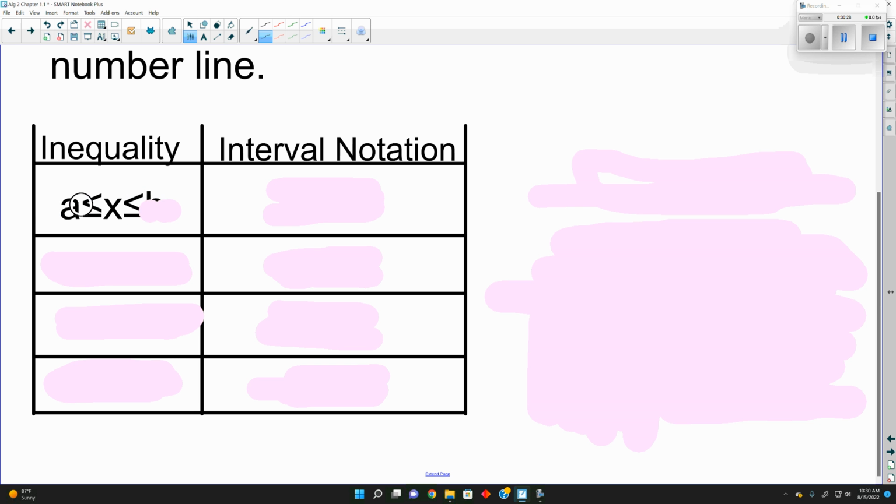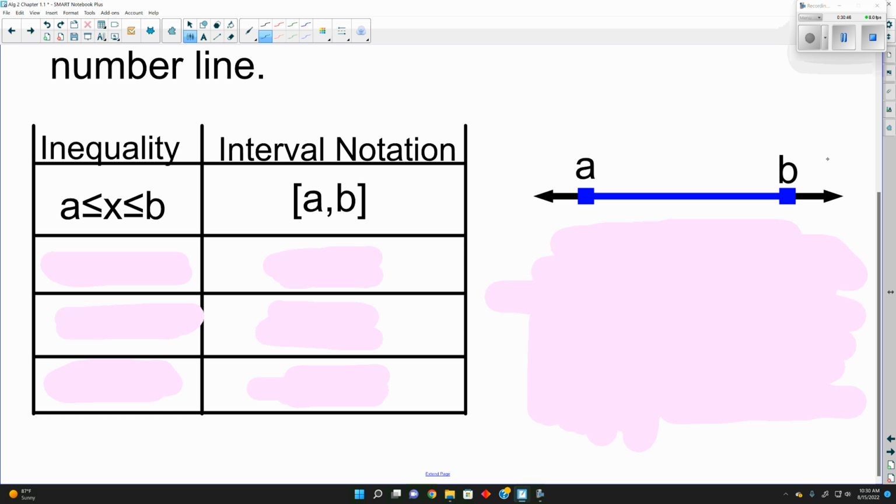Now the first is A is less than or equal to X is less than or equal to B. In interval notation, we use brackets. Now graphically, if we're graphing it on a number line, it would look like this here.